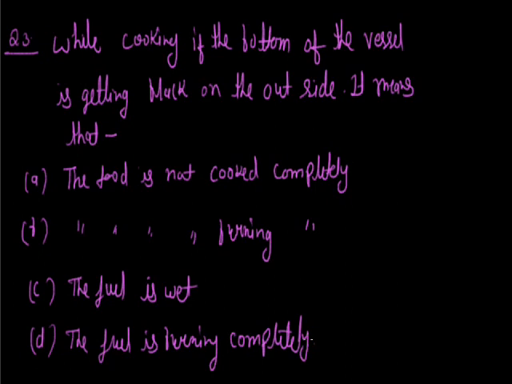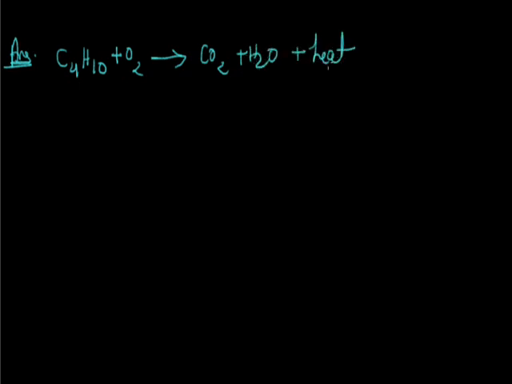Now, what is the correct answer? If we are discussing this problem, we found that when we are cooking food in a vessel, we are using fuel like CNG or LPG. LPG contains butane and isobutane, with molecular formula C4H10. When it burns in the presence of oxygen and is completely burned, it gives CO2 and H2O and a lot of heat, which is responsible for cooking the food. This is the complete burning of the fuel.